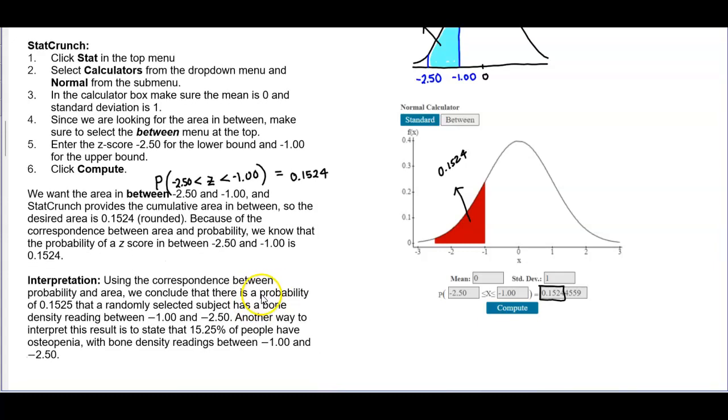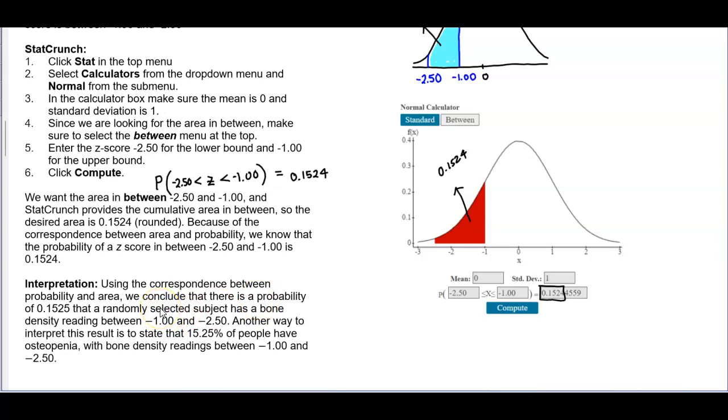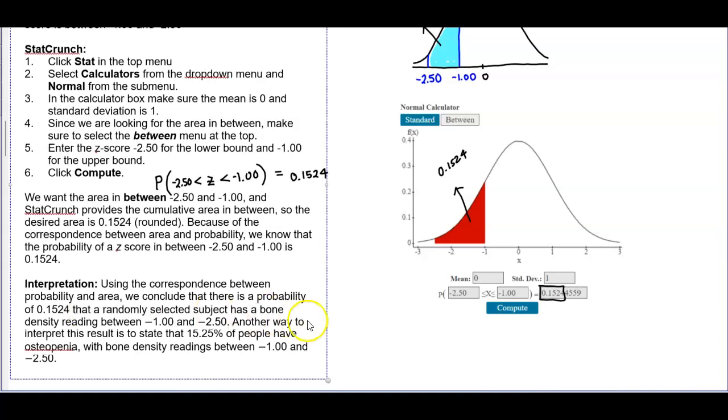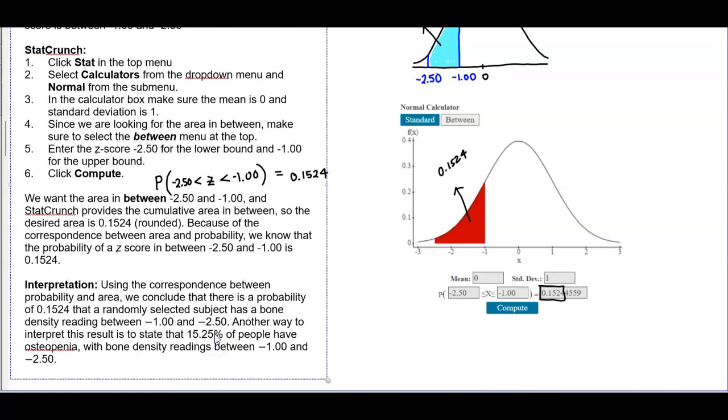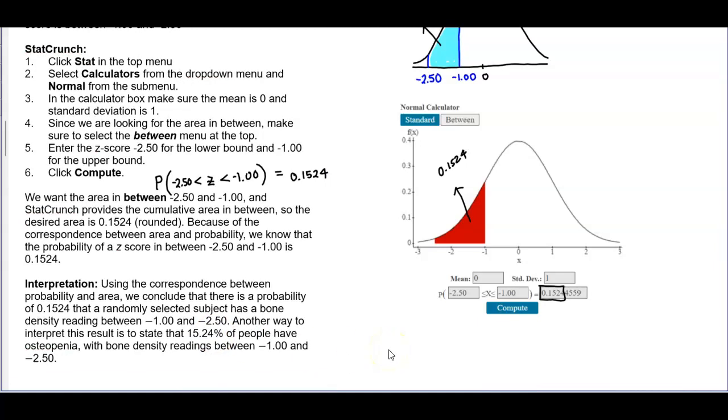Now let's take a look at the interpretation. Using the correspondence between the probability and area, we concluded that there is a probability of 0.1524 that a randomly selected subject has a bone density reading between -1.00 and -2.50. Another way of interpreting this result is to state that 15.24% of people have osteopenia with bone density readings between -1.00 and -2.50.